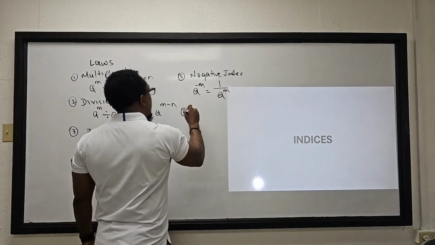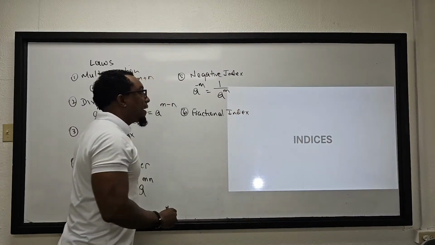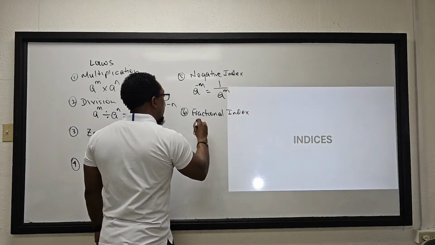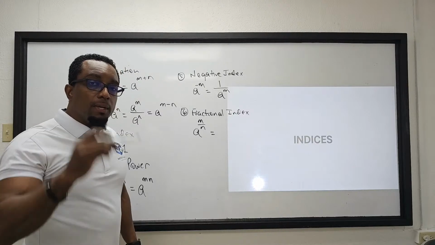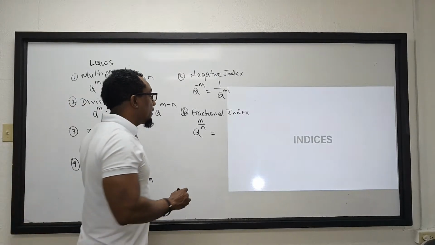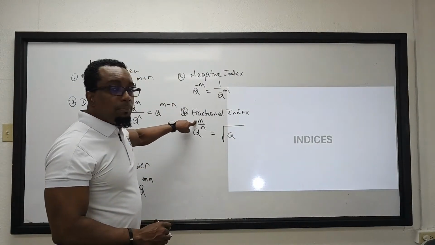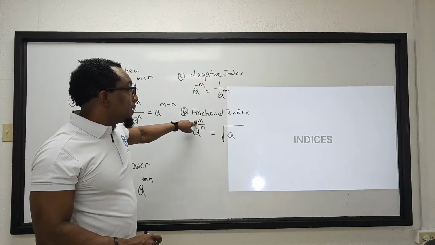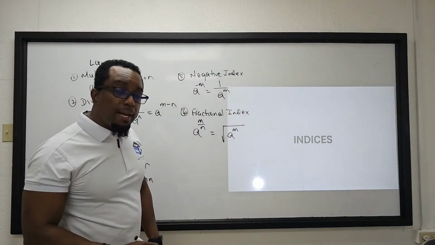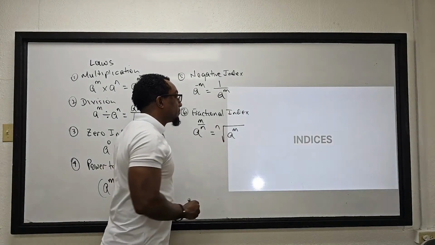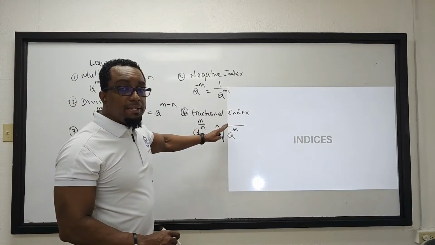And 6, you have the fractional index. So if you have a base and a power that's a fraction, note the root symbol can come into play. So this is the root symbol. The base stays as is, but m, which is the numerator of the fraction index, becomes the power of a, and n, which is the denominator of the fraction index, becomes the order of the root. So this is the nth root of a to the power of m. And the vice versa can be done.